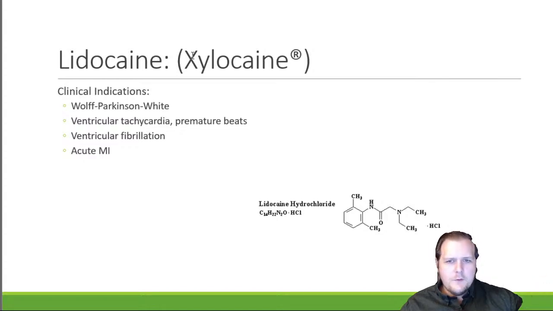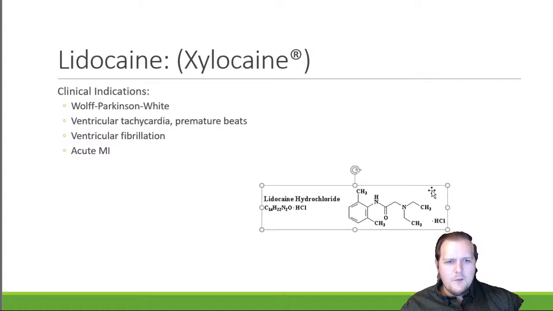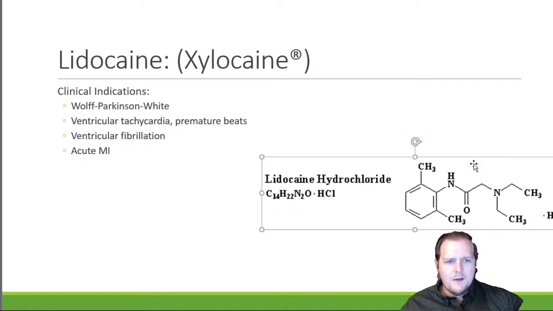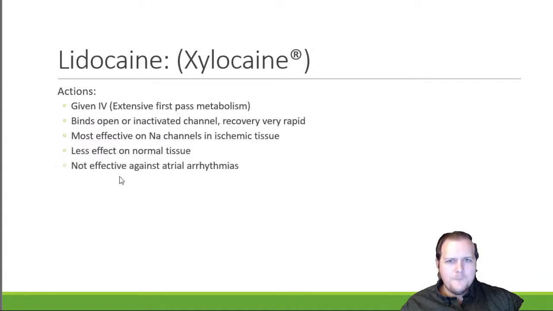And so there's a couple uses for this. We're mainly going to find lidocaine being utilized for ventricular tachycardias, VFib, premature contractions, things like that, generally in the context of acute MI. Sometimes it can be used for something called Wolff-Parkinson-White, which I'm not going to get into. It's kind of outside of our scope for today. But this is where we used to see lidocaine being used all the time, basically during MI, because that's when you get that ischemic tissue that we were talking about.